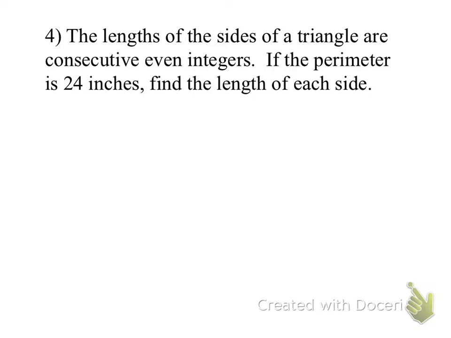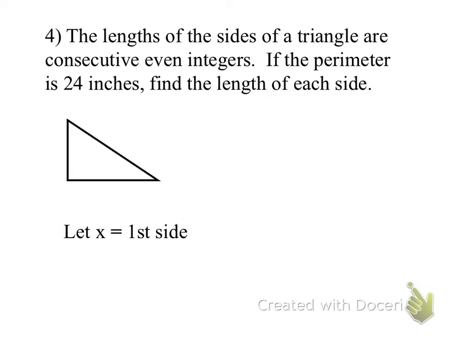Now we're going to put things together. The lengths of sides of a triangle, I'm drawing the triangle, are consecutive even integers. Is there a formula for triangles? Perimeter? It's really just side plus side plus side. It's not area, it's perimeter. So, what am I calling one side? X. It doesn't matter where you put it. Just call one side X.